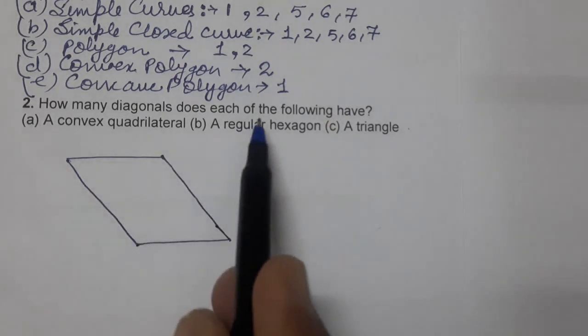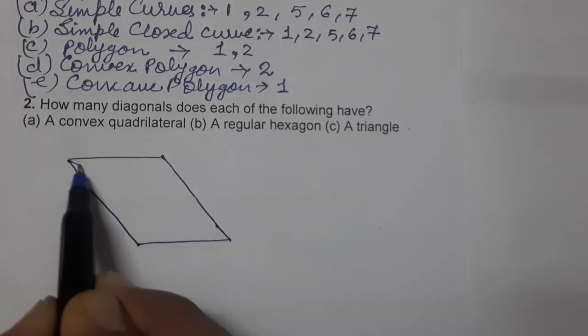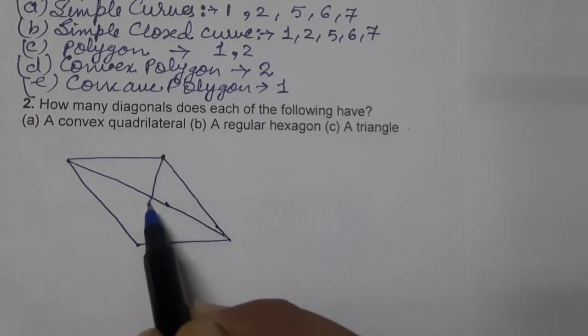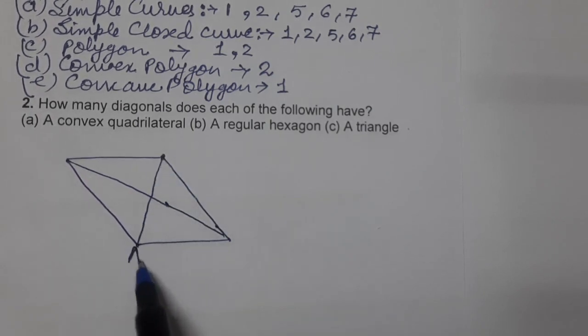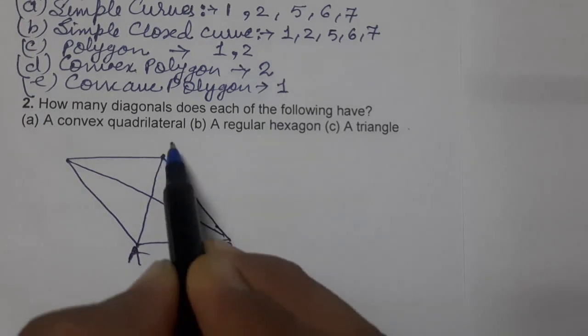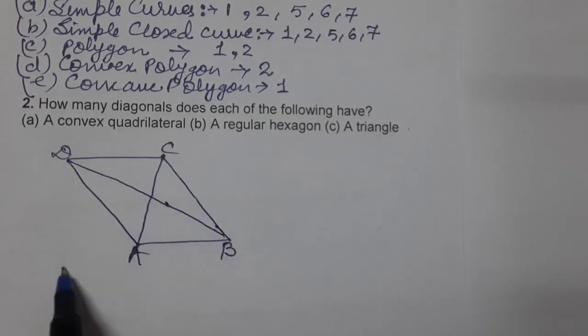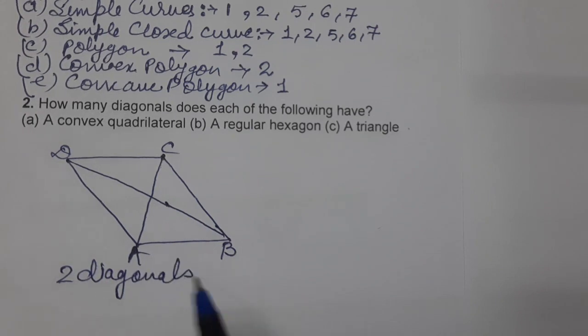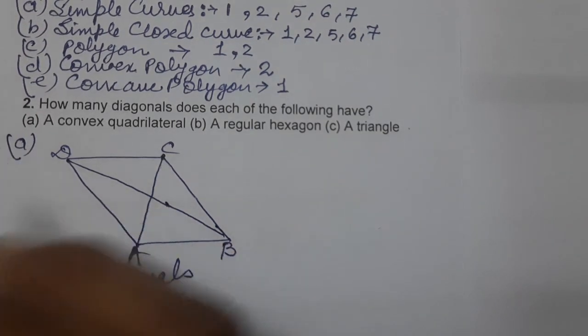Now, how many diagonals? So 1. This is 2. So how many diagonals in a convex quadrilateral? 2. 2 diagonals. This is the first one we have completed.